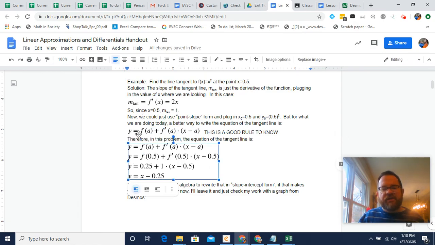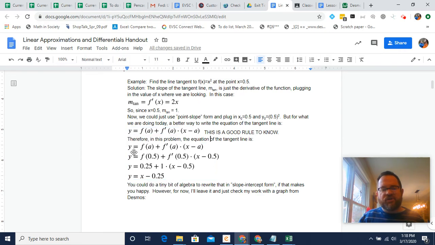So like in this problem right here, we're going to work through this and see that the equation of our tangent line will be f of a plus f prime of a times x minus a. Okay, f of a is f of 0.5, which will be a quarter, because remember f is squared. So 0.5 squared is 0.25, plus f prime of a, which is f prime of 0.5.